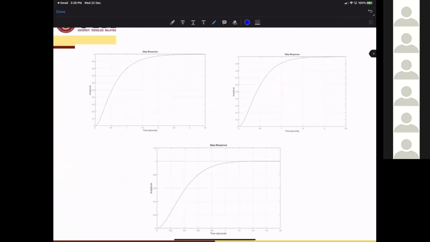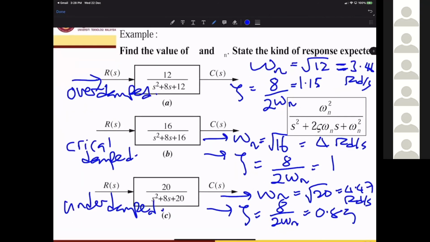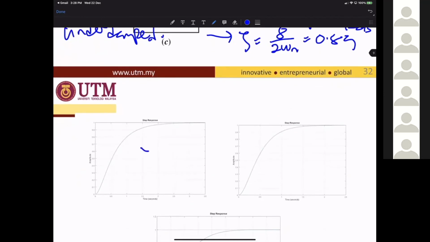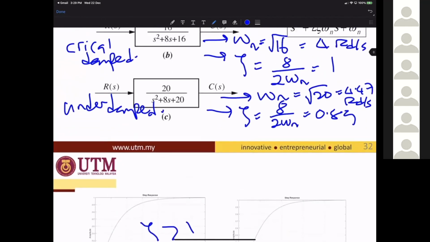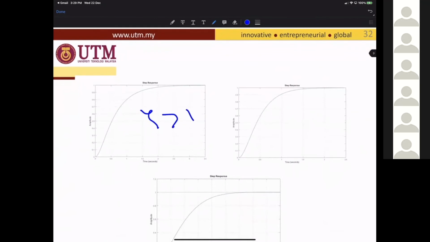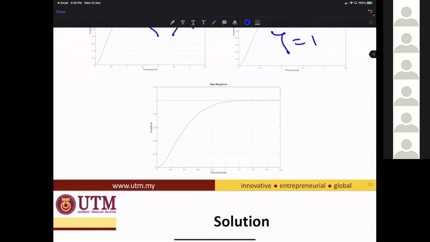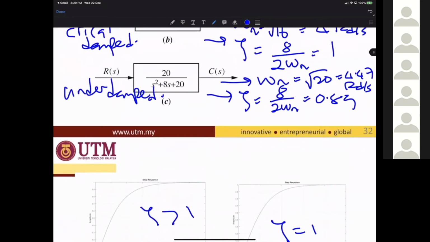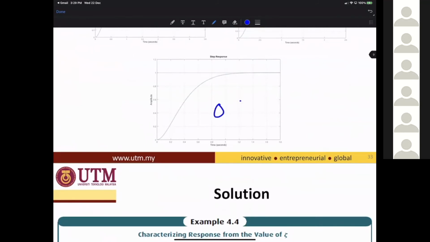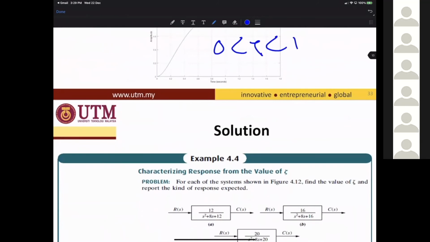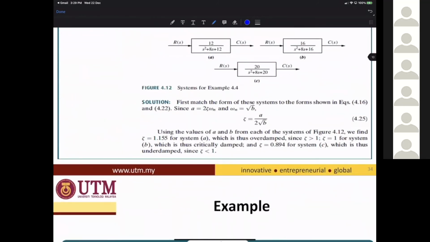So this is the plotting. Plotting zeta greater than 1, zeta equal 1, and this one, zeta less than 1. Answer these questions.